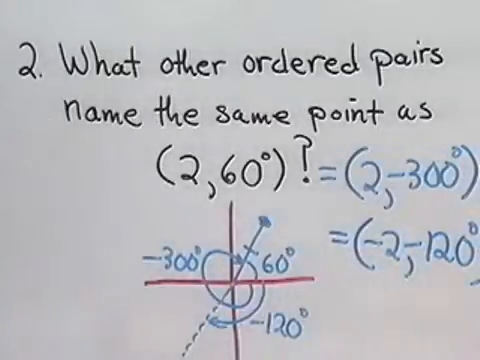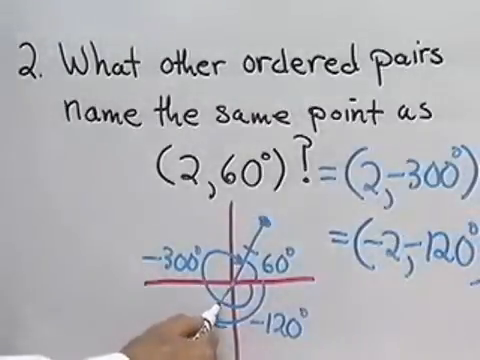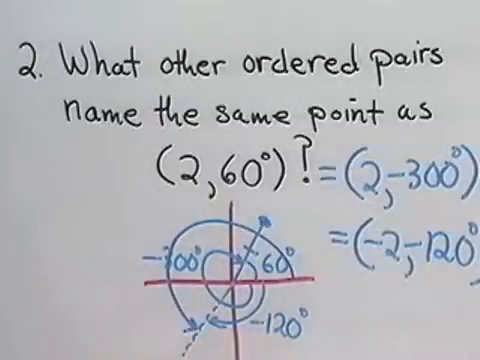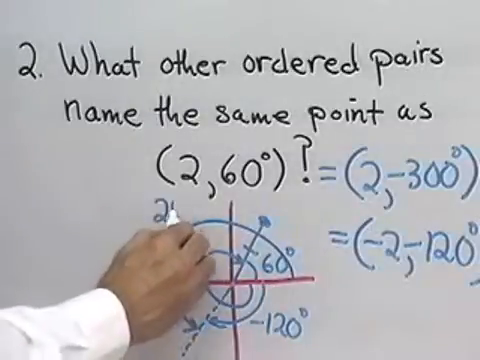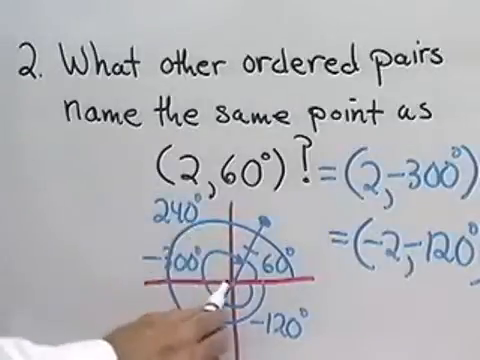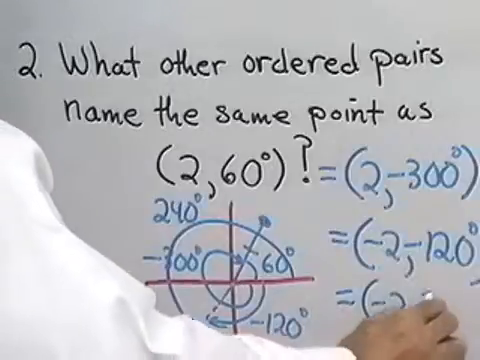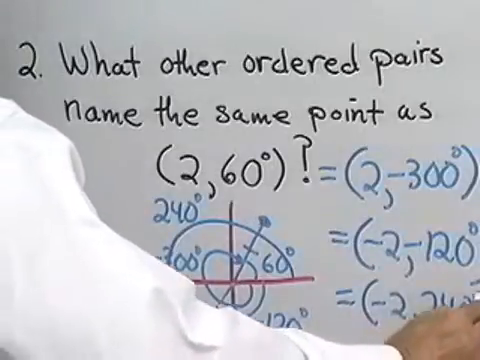Would look something like that. I could also say, how about this angle right here? That would be the angle, what, 240 degrees? And I could go negative 2 units out on it. So negative 2 and 240 degrees.